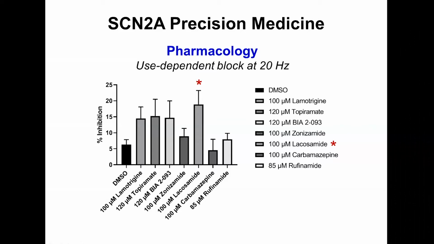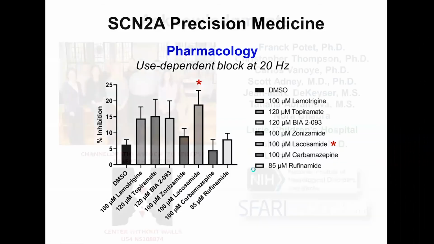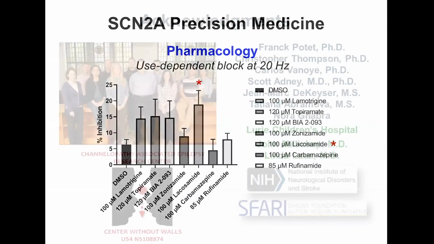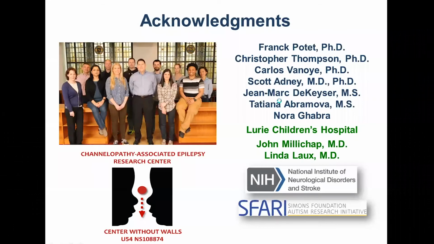I think the default would have been probably to try carbamazepine. But in our hands, in this particular experiment, carbamazepine was really not very effective at suppressing the activity of this particular variant. Lacosamide, which would not have probably been considered a first-line drug, was the one that emerged as the one to try, and it seems clinically to have been successful.